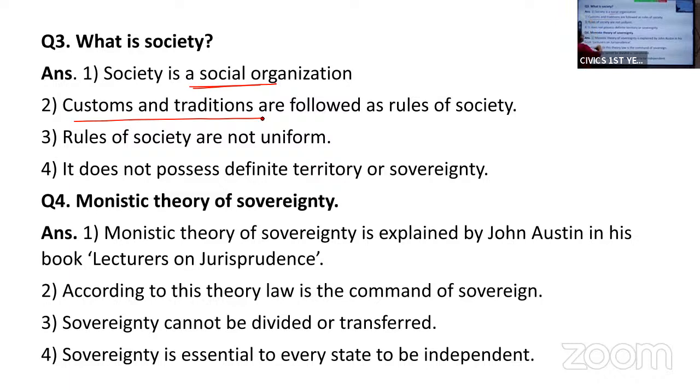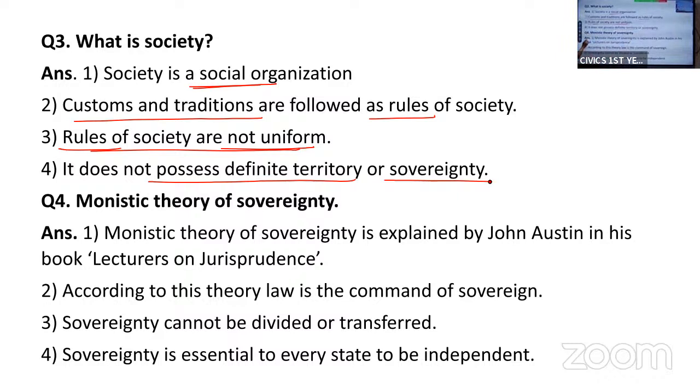Okay, so what do you mean by customs and traditions? In Hindi, we say riti rivaj. So, that is customs and traditions. Then rules of the society are not uniform. See, customs and traditions, they differ from people to people. So that's why we say that rules of the society are not uniform. As there are different cultures and traditions followed, the rules of the society are not uniform. Then, society does not possess any definite territory. Society does not have any territorial boundary, and it does not possess sovereignty. It does not have control over all the individuals. So, it does not possess any territory or sovereignty.